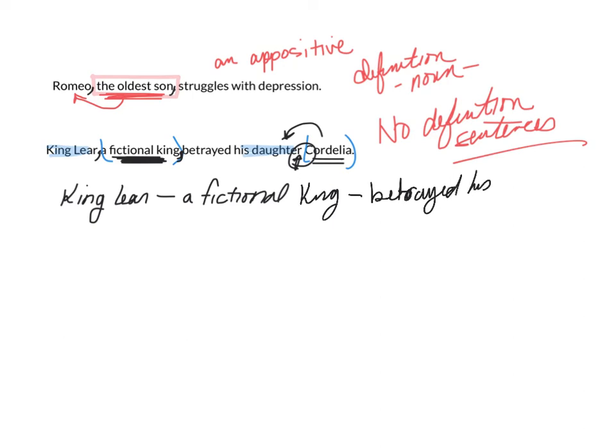Now, I want to really kind of set off her name. I think it's important that it's not his daughter Goneril. It's not his daughter Regan. His daughter, Cordelia. Both of these sentences are correct. No comma, comma. But they are doing different things.